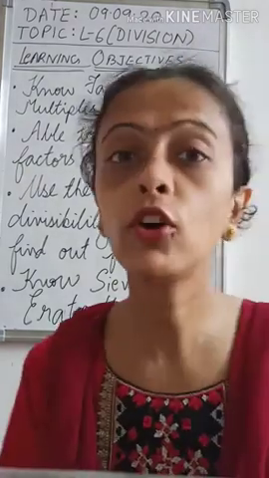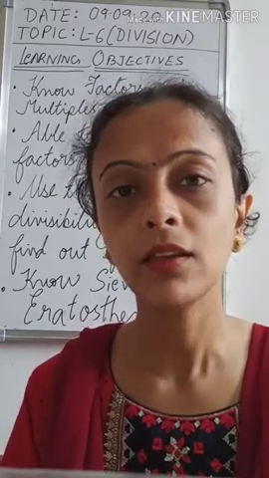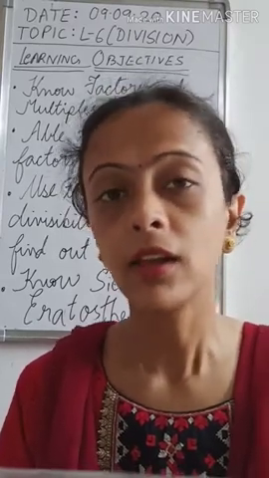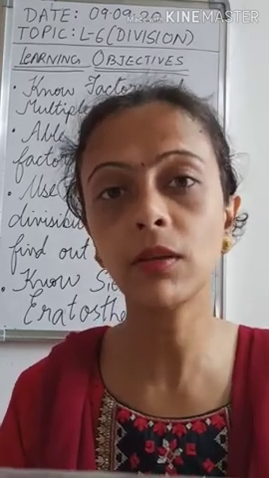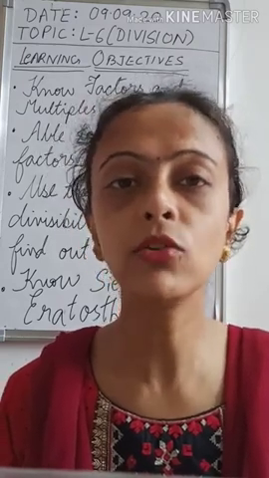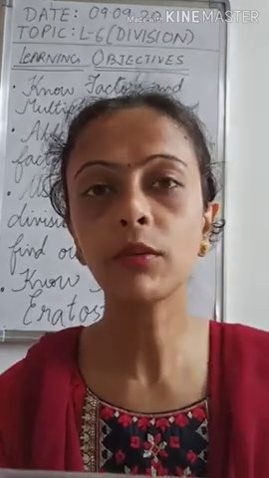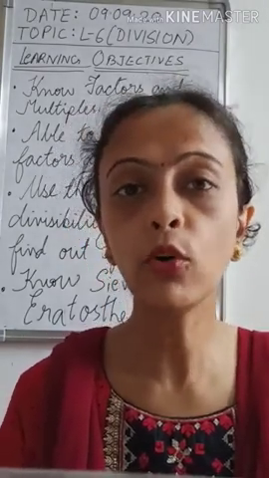The test for 9 was that the sum of the digits should be divisible by 9. What was the test for 5? The last digit should be 0 or 5, that means the ones place. What was the test for 6? The number should be divisible by both 2 and 3.